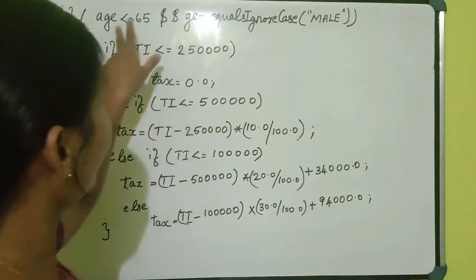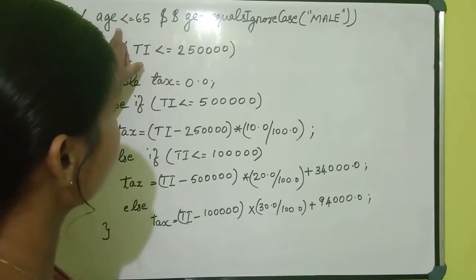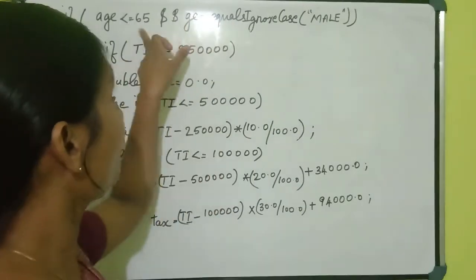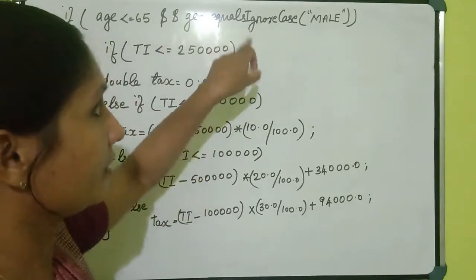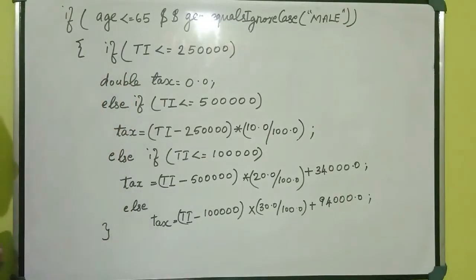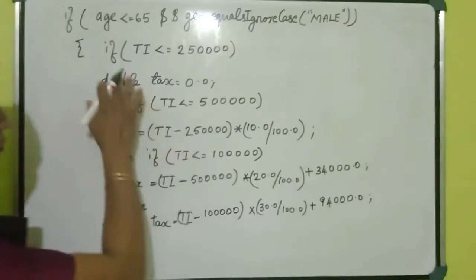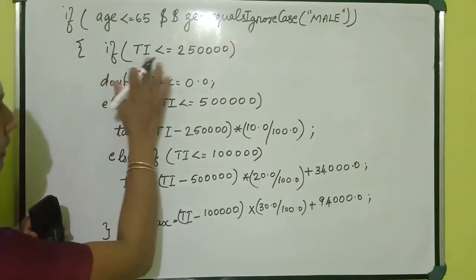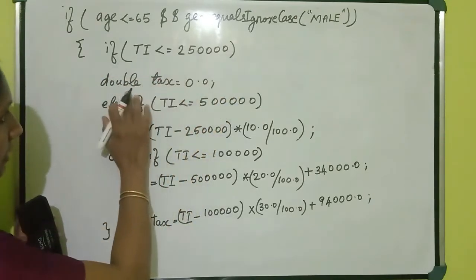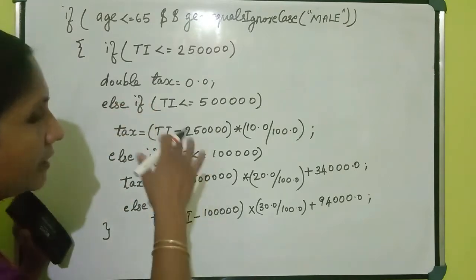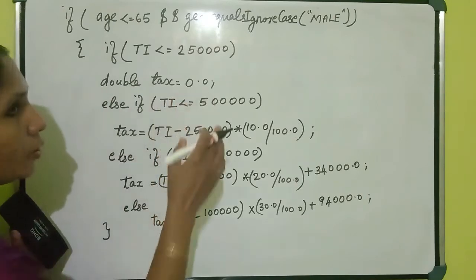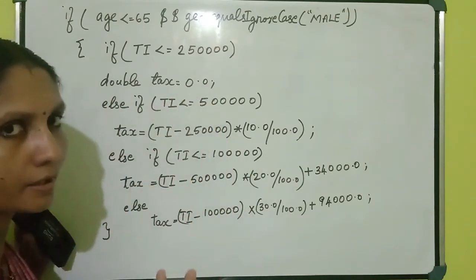That means we have two conditions, whether age is less than or equal to 65 and the gender is equal to male. If both conditions are satisfied, then it will go to the inner part. Okay, how can you give the inner part? There are more than one conditions. Then we need to start an if statement. If TI less than or equal to 2,50,000, then how can you calculate the tax? There is no tax. Then I declare tax as double here. Nil means 0.0 we can give.